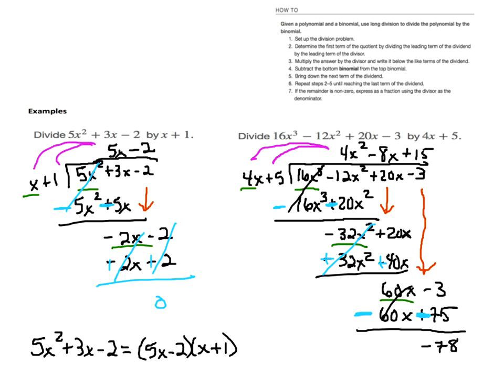Okay, so the question, oh, no, this wasn't a question. It just said divide. So what this means is that my original polynomial, f of x, my dividend, is equal to my divisor, 4x plus 5, times my quotient, 4x squared minus 8x plus 15, plus my remainder, which is negative 78, so that makes it minus 78.